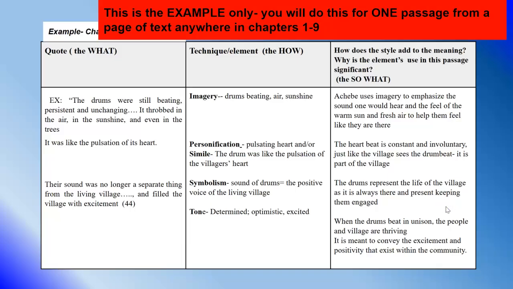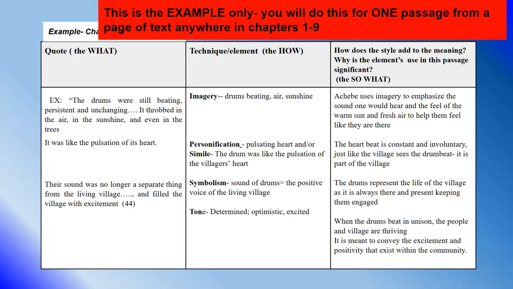So again, this is the example that you have in your packet. Remember, you will do this for one passage from a page of text, anywhere from chapters 1 through 9. Again, one passage. I'm going to repeat that because I don't want a random simile on page 44 and some figurative language on page 78. Keep them in the same passage. I don't want pivotal elements, I want a pivotal passage, okay?